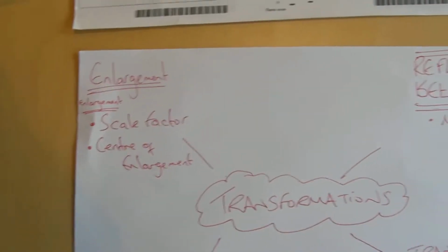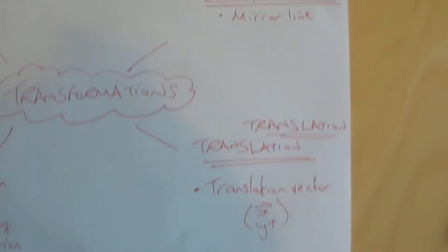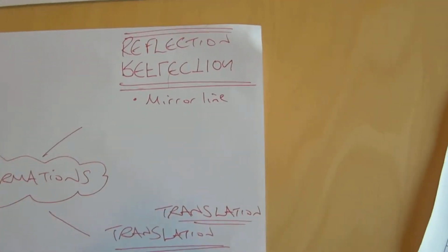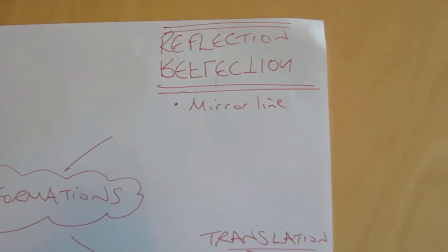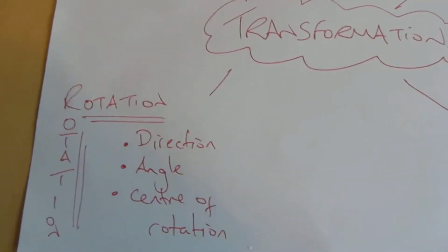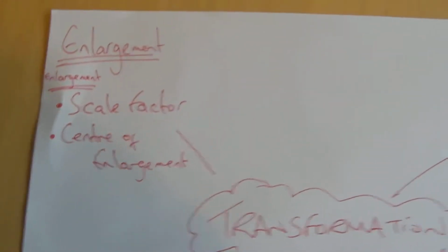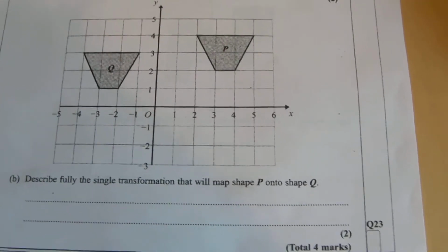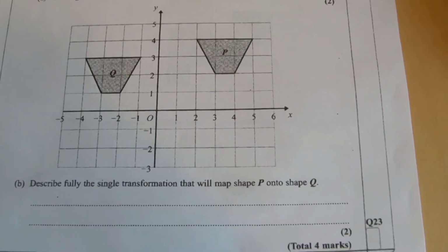So I can see you've got my 4 transformations here. I've got enlargement, reflection, translation, and rotation. And with each of them, what I've put is the details that need to go with each of them as well when you give each of those transformations. So they're just the list of details there. So if I look at this one, describe fully the single transformation which will map shape P onto Q.